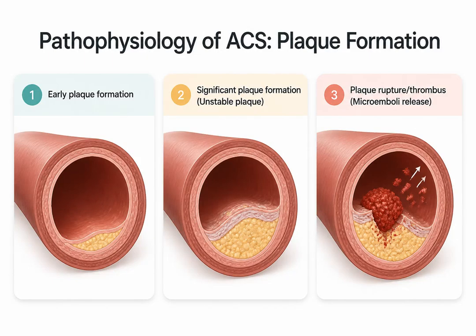Let's look at what is actually happening inside the heart. Patients with coronary atherosclerosis develop varying degrees of artery occlusion. It starts with early plaque formation, which grows into a significant, unstable plaque. The critical moment in ACS is when this unstable plaque ruptures, causing a thrombus, or blood clot, to form. This rupture can release microemboli and severely restrict blood flow.